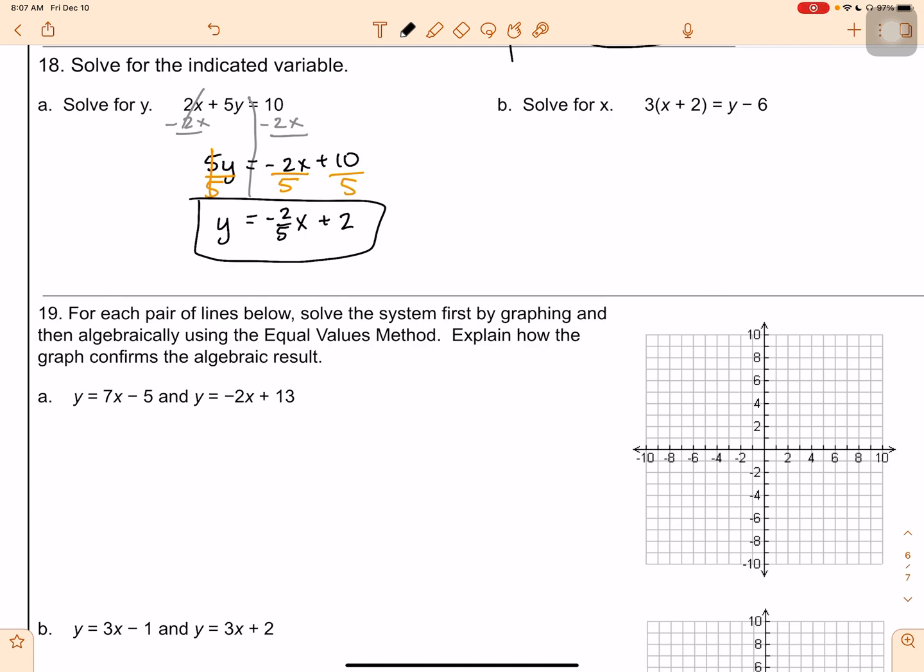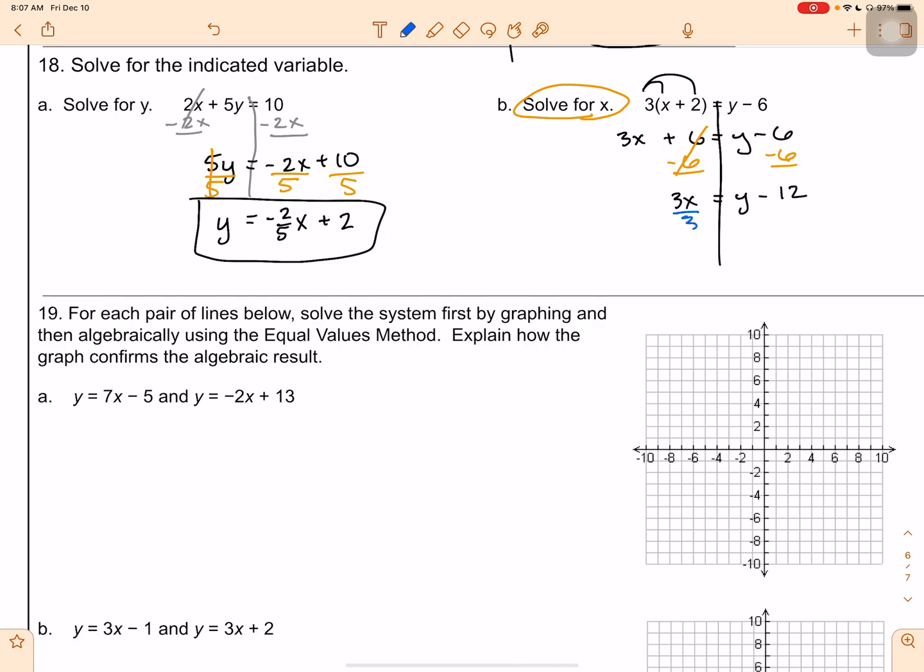Now this one says solve for x, so I'm going to get the x by itself. The first thing I have to do is distribute the 3. 3 times x is 3x, 3 times 2 is 6. So I need to move everything away from the x, is what it means to say solve for x. So I'm going to subtract this 6 from both sides. So I'm left with 3x equals y minus 12. -6 minus 6 is -12. And then here I need to divide by 3 to get the x by itself.